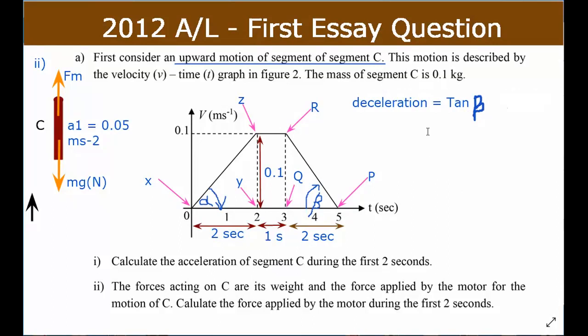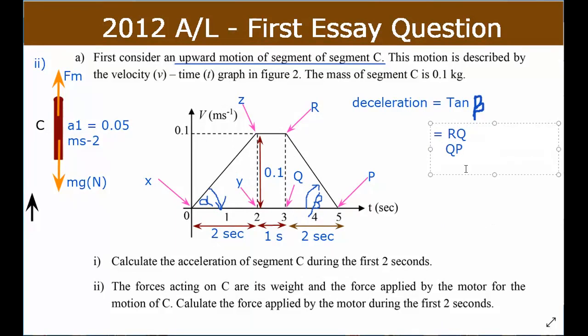So how do you find tan from this PQR triangle? Somebody please tell me. Which side divided by which side? RQ divided by QP. Very good. Opposite side, RQ, divided by adjacent side, QP. Opposite divided by adjacent. So RQ divided by QP.